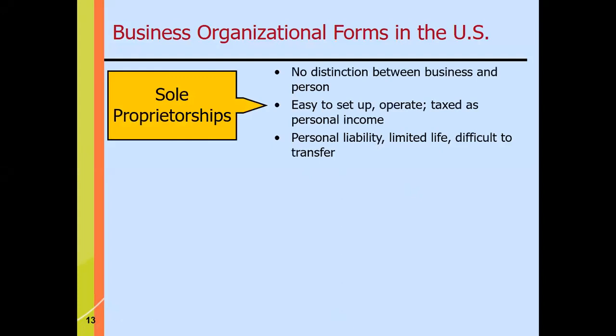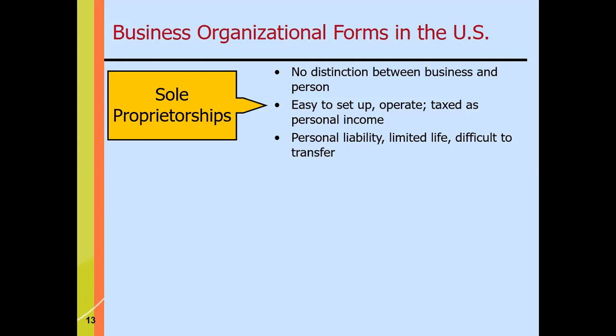For sole proprietorships, we have to take note that there is just one owner, who is called the owner or proprietor. This is easy to set up as compared with other forms of business organization. And whoever is the owner will be taxed personally with respect to the income obtained from that particular business, which is a sole proprietorship.